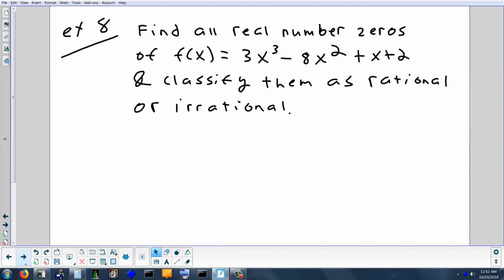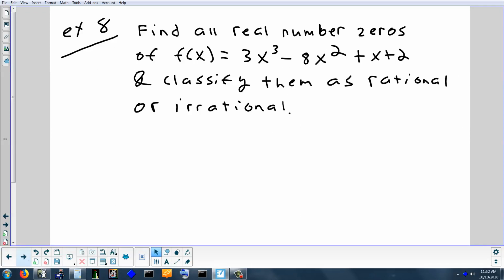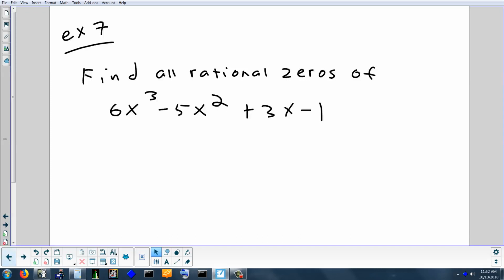All right, they're both cubics, so they're really about the same difficulty. Let's find all the rational zeros here. Then I'll probably skip 8. It's like the same thing. Okay, so let's start with our list.